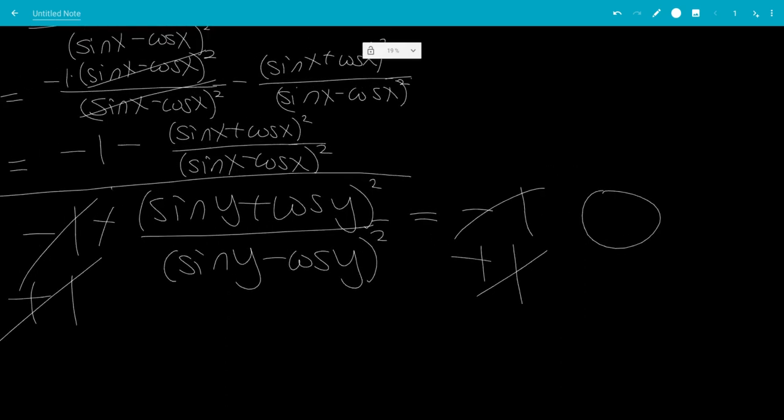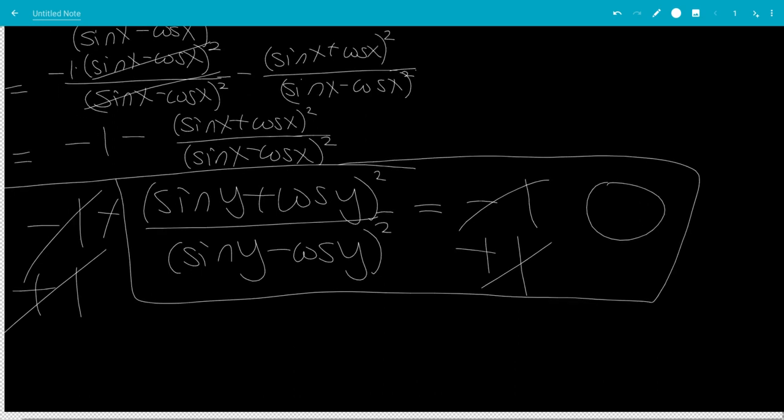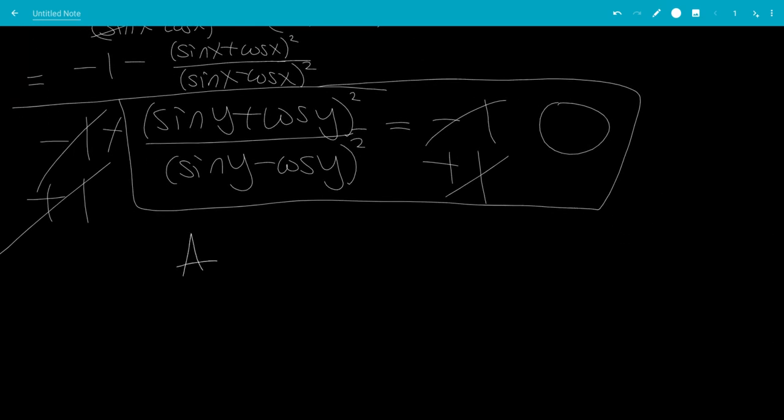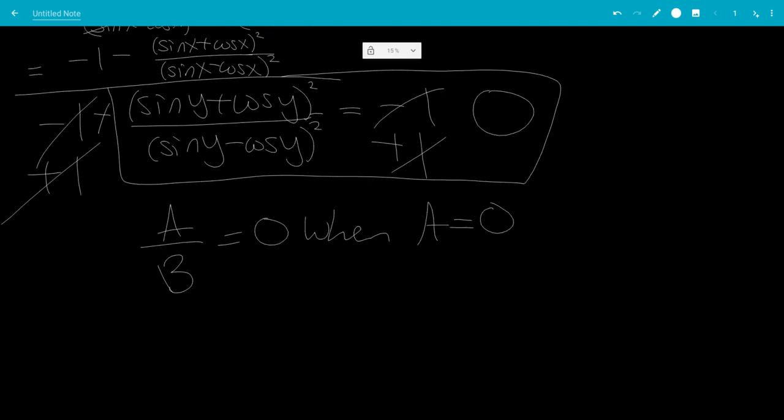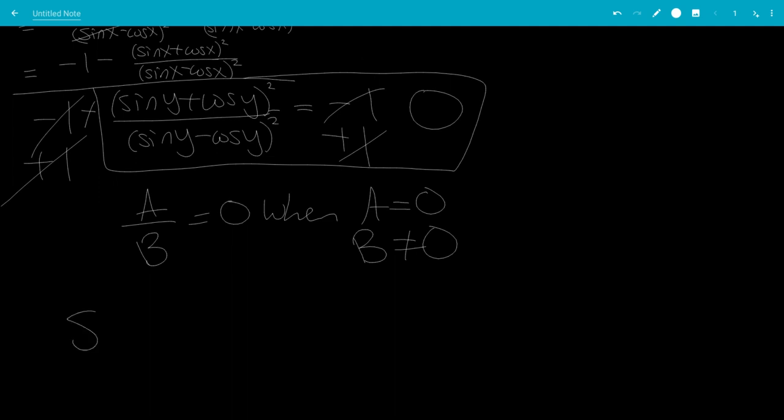So when is a fraction ever equal to 0? That's when the top is equal to 0. So a over b equals 0 when a equals 0. Now b can't be 0 because 0 over 0 is undefined. So we'll just set a equals 0. So we have (sine y plus cosine y) quantity squared equals 0. But the square root of 0 is just 0, so we can just set the inside equal to 0, leaving us with sine y plus cosine y equals 0.